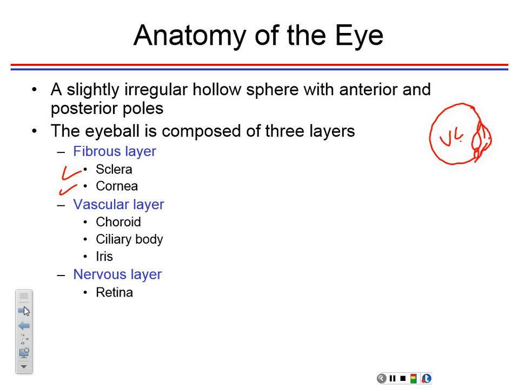So we got those two. The vascular tunic has all the blood vessels of the eye, and it's the choroid. And then the ciliary body and the iris. The ciliary body are muscles that radiate around the front part of the eye, that will suspend the lens. The ciliary body is attached to suspensory ligaments. So you've got the ciliary body, suspensory ligament, and then the lens like that. So it goes all the way around.